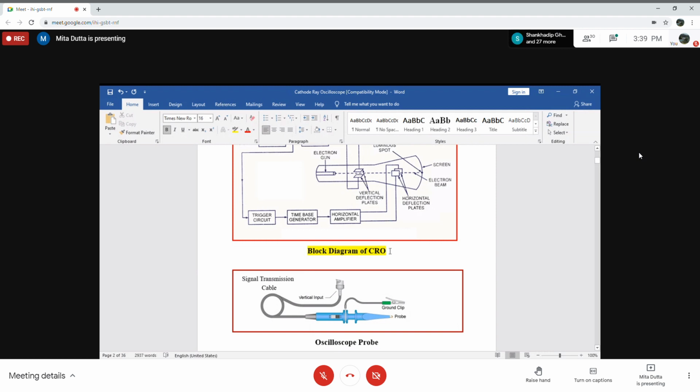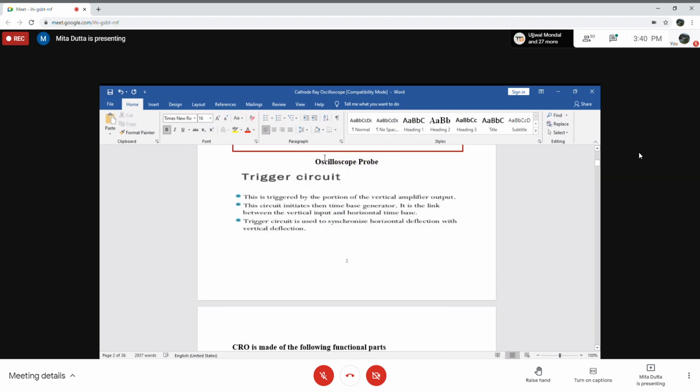Have you understood the meaning of synchronization and why we need the voltage at the vertical deflecting plates to be synchronized with the horizontal deflecting plates? Yes, ma'am. Because unless we have these two voltages, we cannot see a stable image of the signal which we want to display with the help of the CRO. That is why we need this.